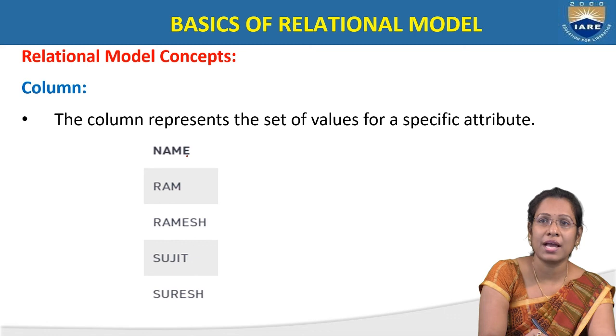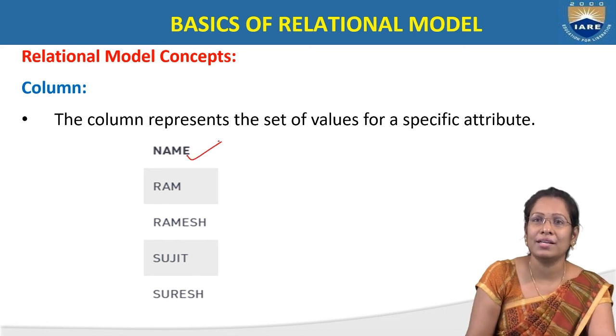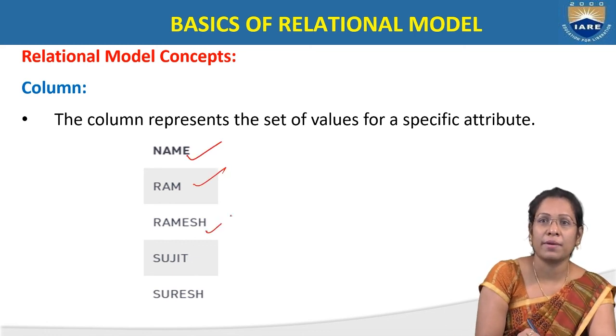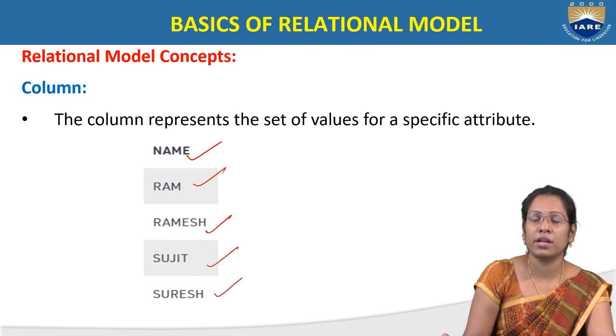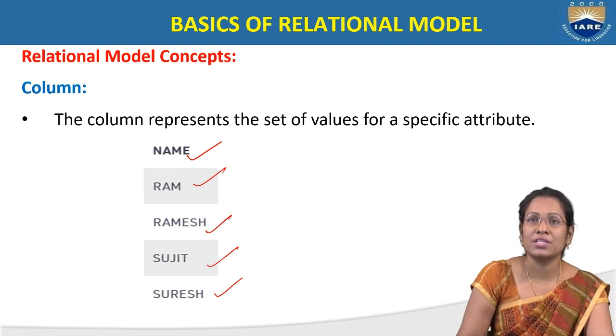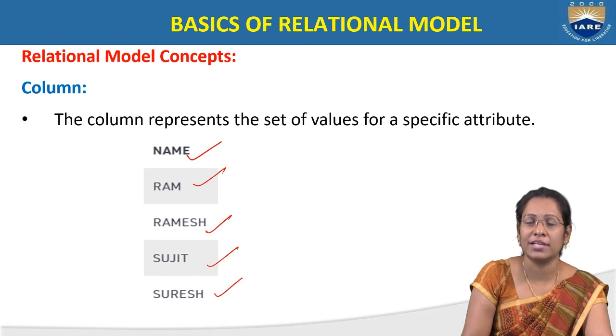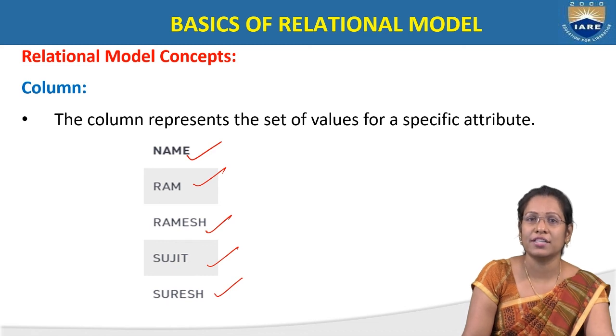So here name is the attribute of the student, and it contains a set of values: Ram, Ramesh, Sujit and Suresh. When we go for the tuple, it shows the total information of a particular student, but when we go for the column, it shows only the specific attribute values in the particular database. So this is about the column and the remaining concepts of the relational model. Totally, the relational model stores the data in the form of tables and contains some set of concepts: attributes, tuples, rows, degree, cardinality. These are the main concepts involved in the relational model.